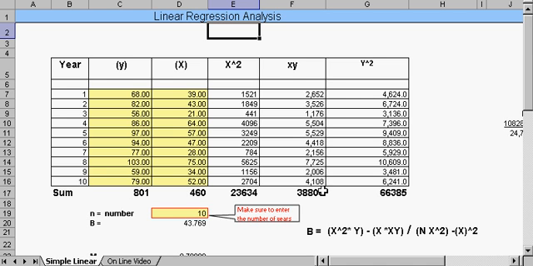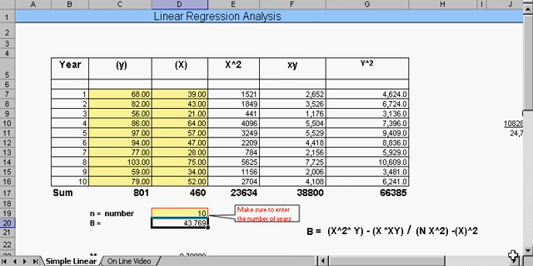Very important that we make sure that we put the correct amount of years here. If we have the wrong amount of years, see, the value changes because of n over here in the equation. So you will get the wrong answer, so it is important to make sure you do so. For m, the slope of the line, here is the equation for that calculation.